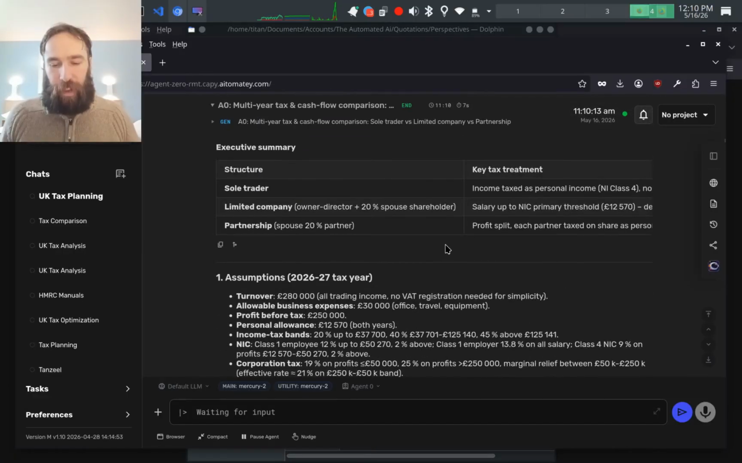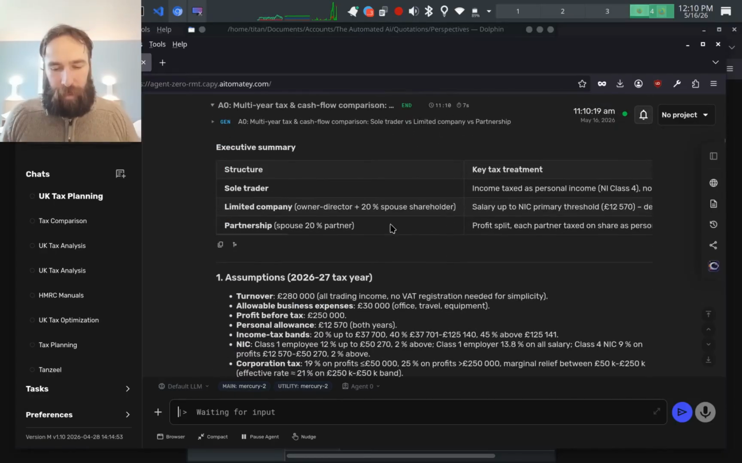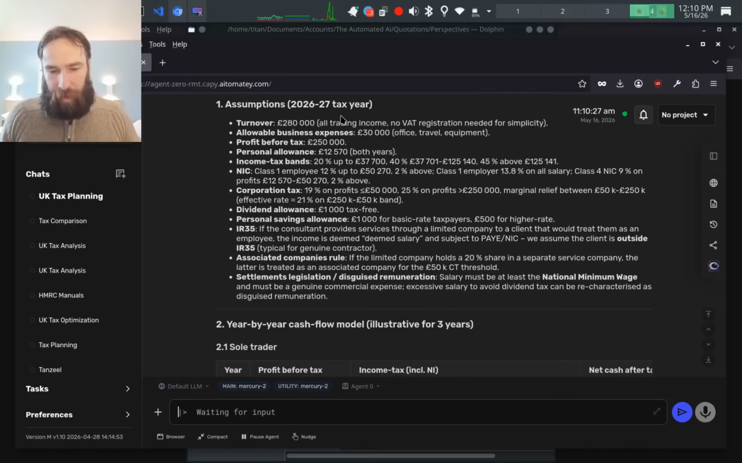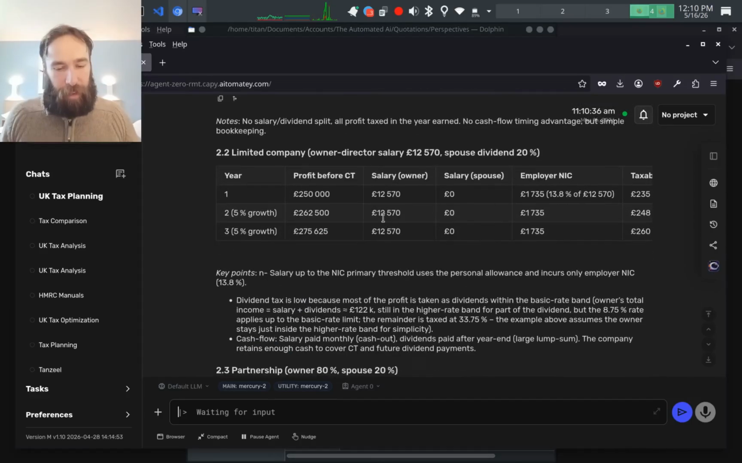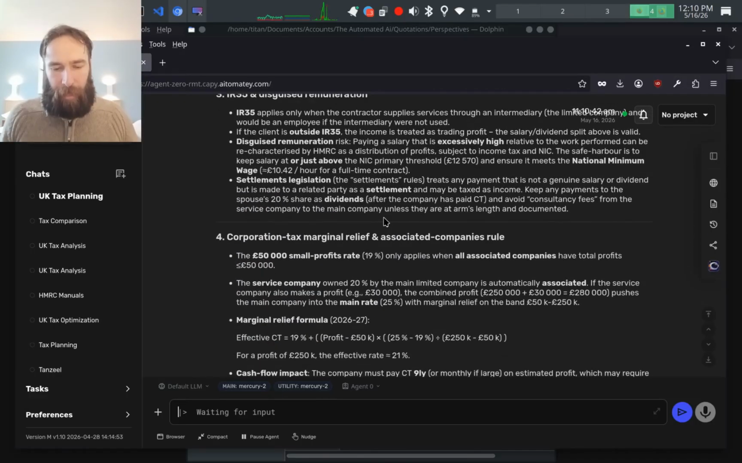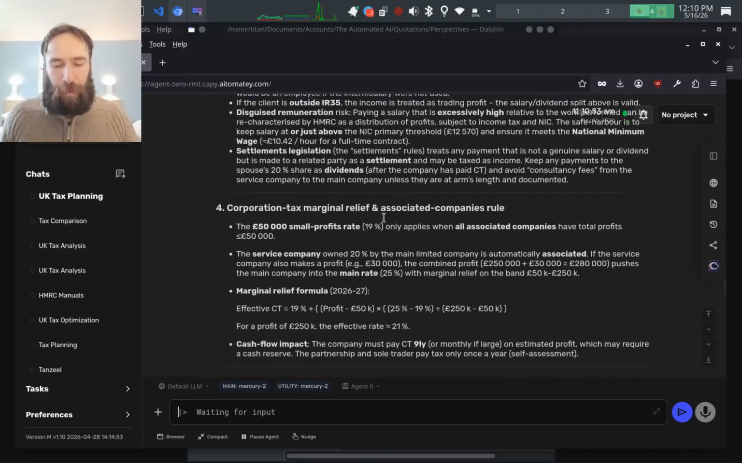So as you can see, it goes into a lot of detail in working out which would be the best route. So there's sole trader, limited company, and also having it as a partnership as well. Makes assumptions using the tax years coming, and also looks at it over 3 years. Taking into account IR35, which is pretty important if you're a service company and you're offering your service to other big corporates.